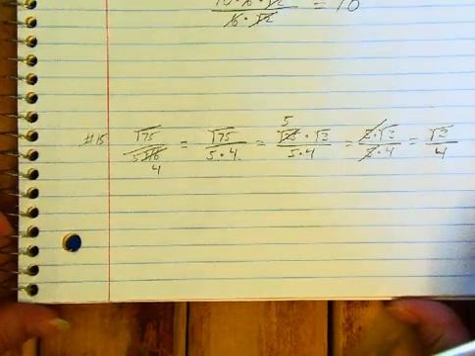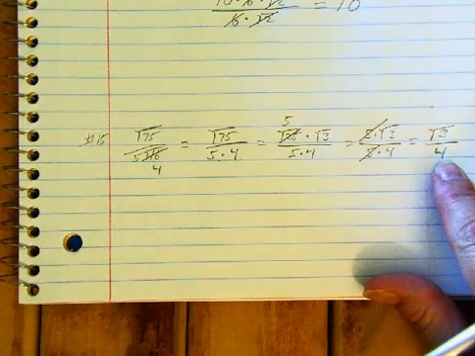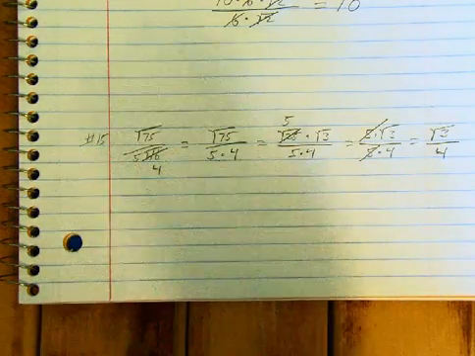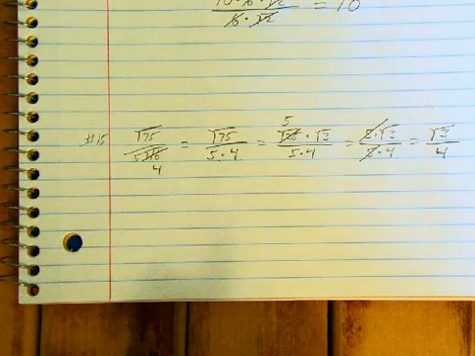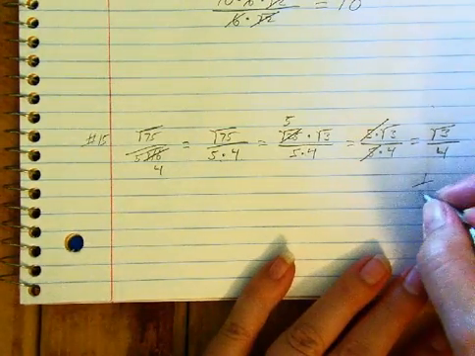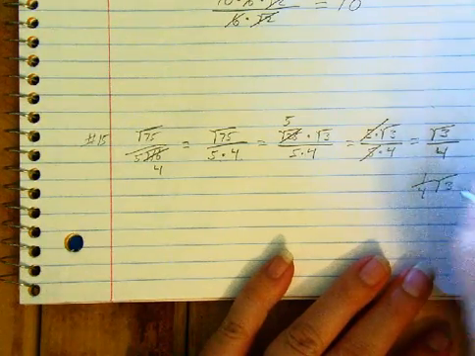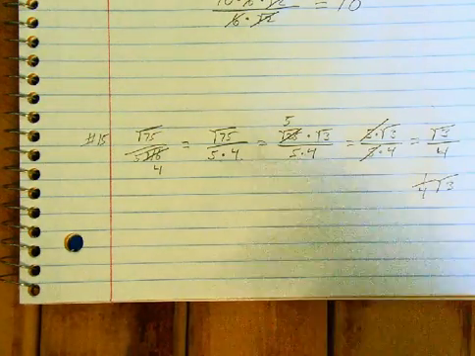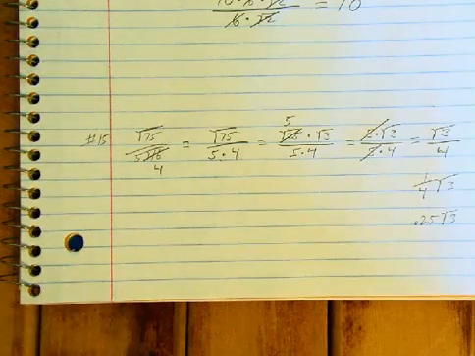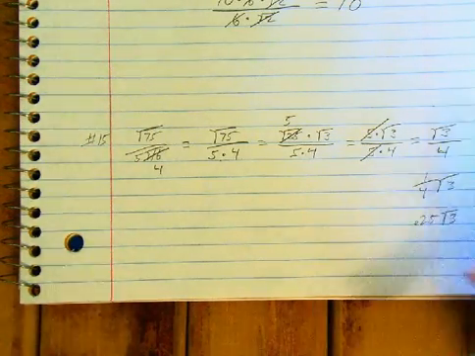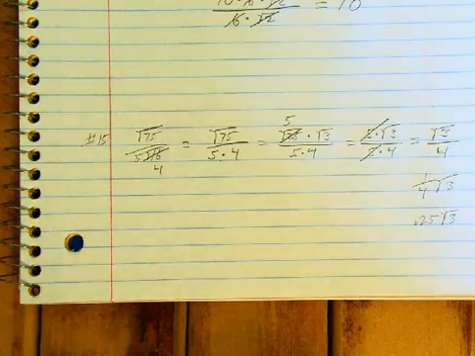Okay, and that's as far as you would go with that one because you don't have a radical in the bottom. You do have one in the top, which is fine. So we would just stop there. You could also say that this is 1/4 square root of 3 or 0.25 square root of 3. Whichever one of those you prefer is fine. Like I said, you're more than welcome to leave it this way.